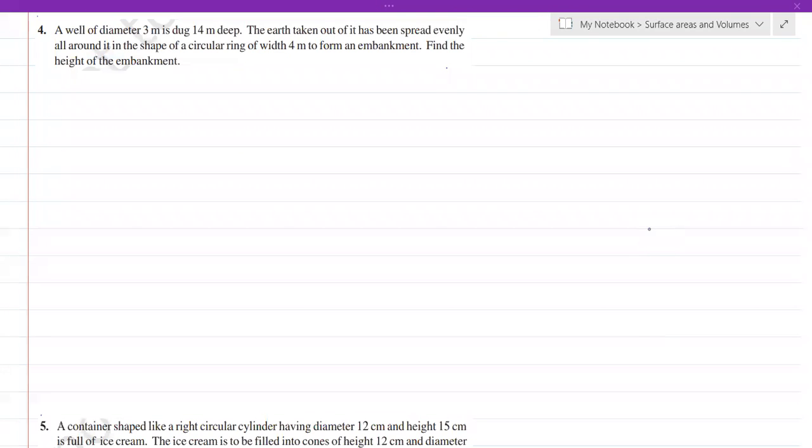The next question: a well of diameter 3 meter is dug 14 meter deep. The earth taken out of it has been spread evenly all around in the shape of a circular ring of width 4 meter to form an embankment. Find the height of the embankment. Now, what we have got here is, this is the ground level.